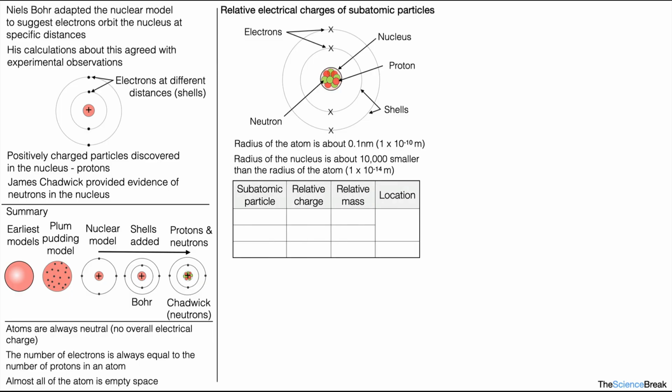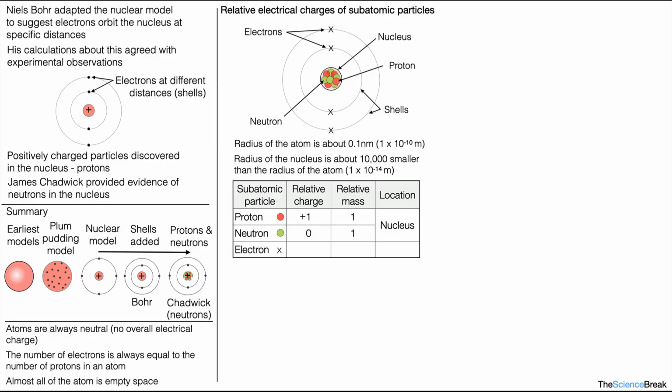We need to know the subatomic particle, the relative charge and the relative mass, and the location of those subatomic particles. First, we deal with protons, shown as red in my diagram. The relative charge on a proton is +1. The relative mass is just 1. The neutron, shown in green, has a relative charge of 0, or neutral charge, or no charge, and a relative mass of 1 as well. The location of both of these is in the nucleus of the atom.